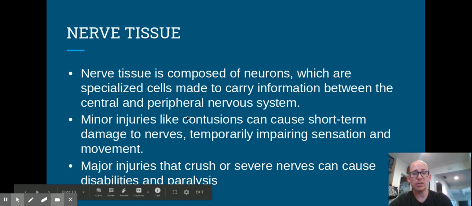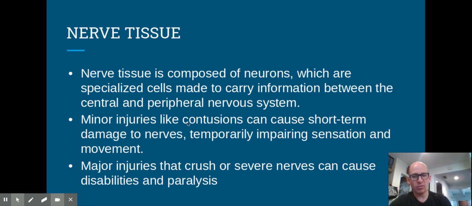Now, your nerve tissues can be damaged through minor bruising. That's what a contusion is. It's a bruise where we get short-term damage to nerves, where there can be impaired sensation or impaired ability to move what has been bruised. So if you get a really bad bruise on your leg, it suddenly feels stiff. So you have lower nerve function to be able to control the movement there as well.